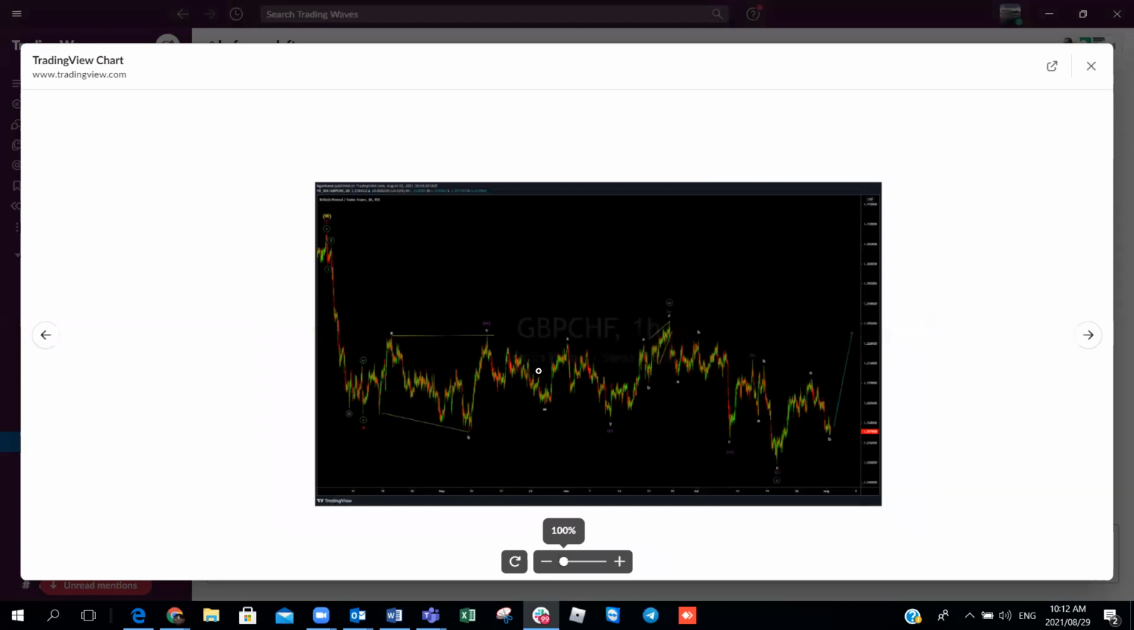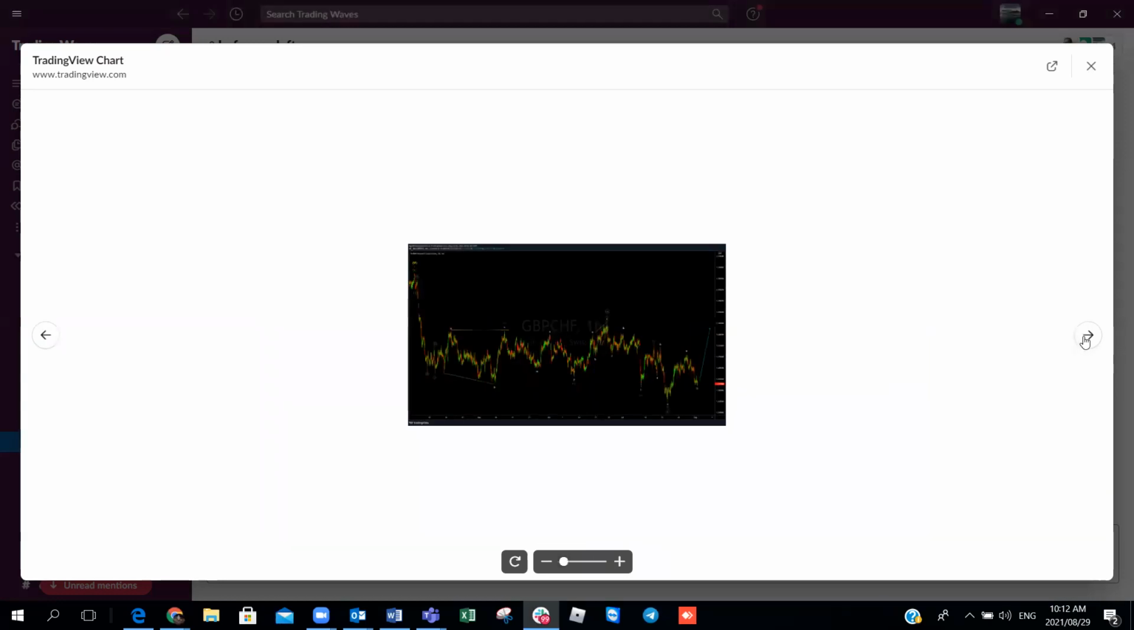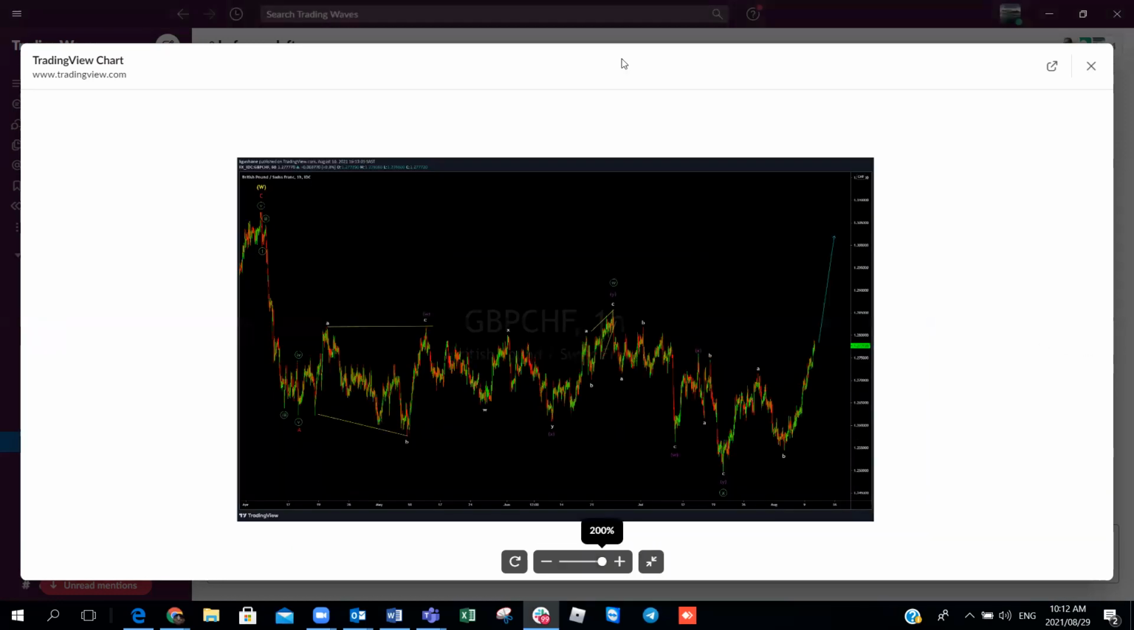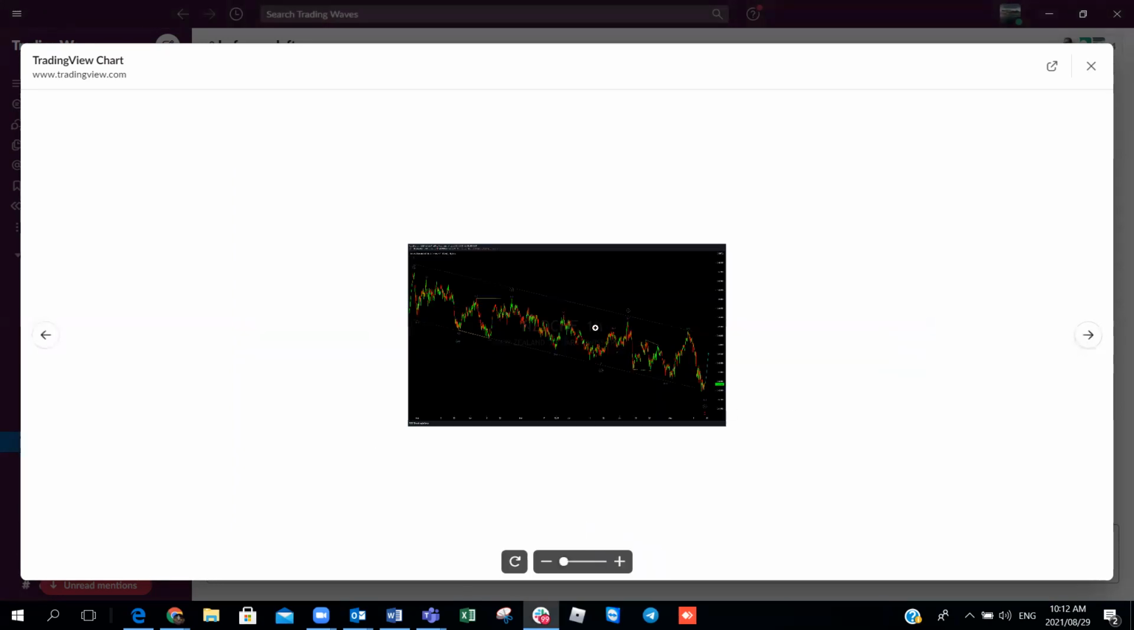We'll show the latest structure. It's actually a very interesting trade setup for the next week here on Pound Swiss. So this is how Pound Swiss has played out. We were expecting a bit more upside, but we did not get more upside on Pound Swiss. You'll see the latest analysis on Pound Swiss as we start shortly.